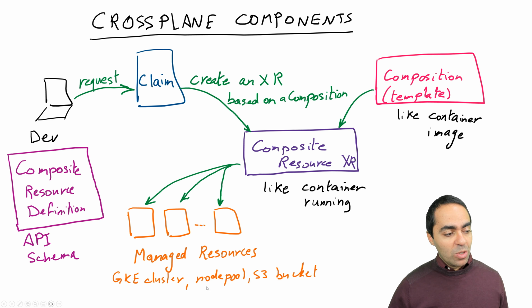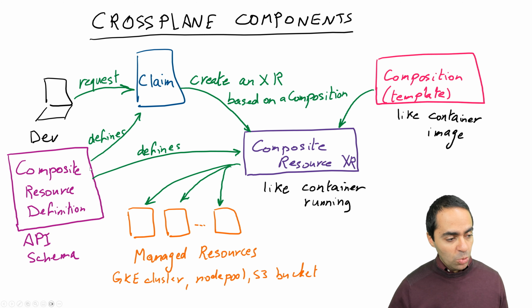And for all this to work, you've got to have a definition, an API schema. And this is the composite resource definition, or XRD for short. What it does, it defines our claim and it defines our composite resource, the API schema for both of them, and how they should look.